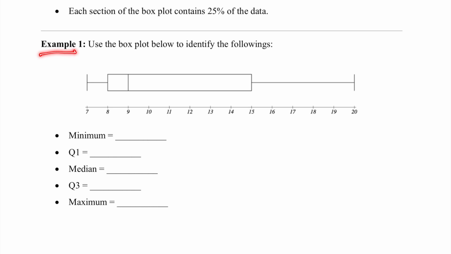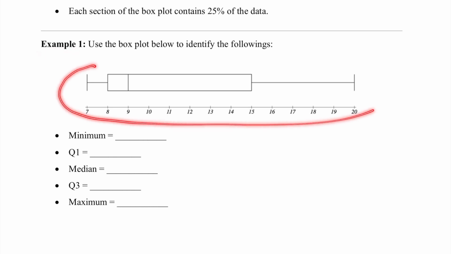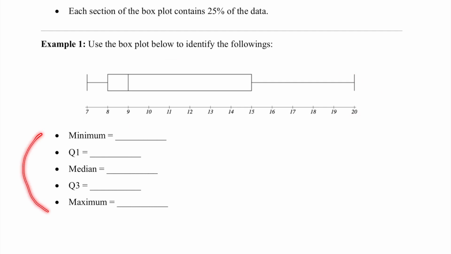Example 1. We're given the box plot and asked to identify the 5-number summary. Whenever you read a box plot, I recommend working from left to right. Let's begin with the minimum. The minimum is located at the far left end of the whisker. Looking at the graph, that value is 7. So the minimum equals 7.